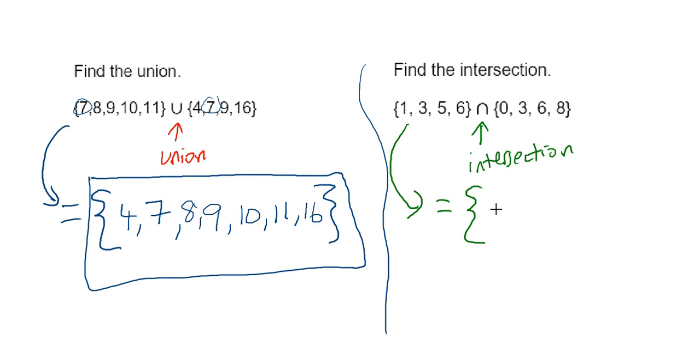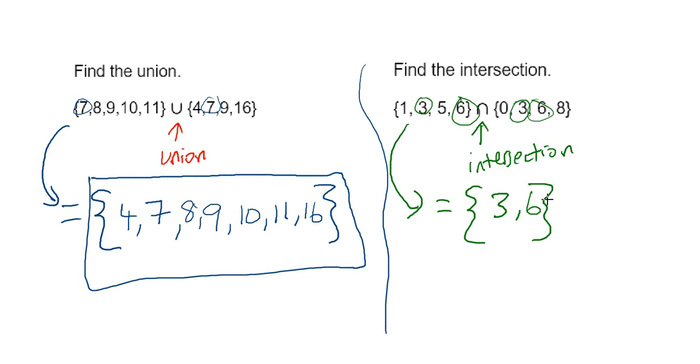So for example, 0 will not go in this new set because 0 is not shared in common with both sets. 1 is not common to both sets, so we will not have 1 in the intersection. 3, however, is common to both sets, and so 3 should be in the new set, in the intersection of the two sets. 5 is not common to both. 6 is common to both, and so we'll put 6 here. 8 is not common to both.